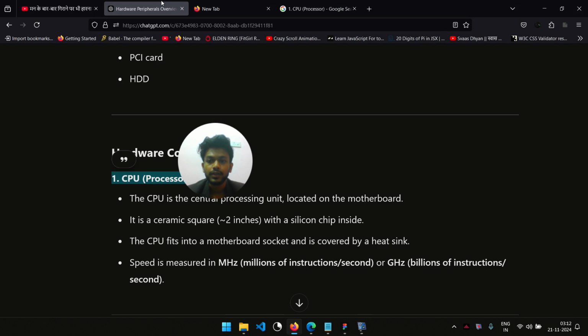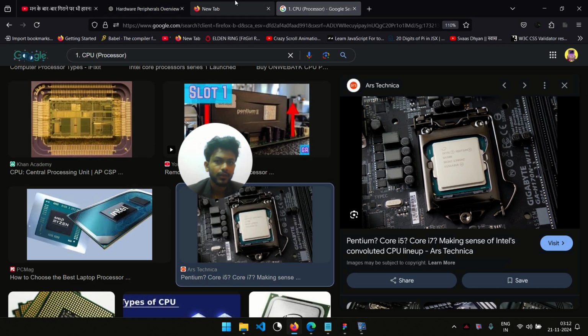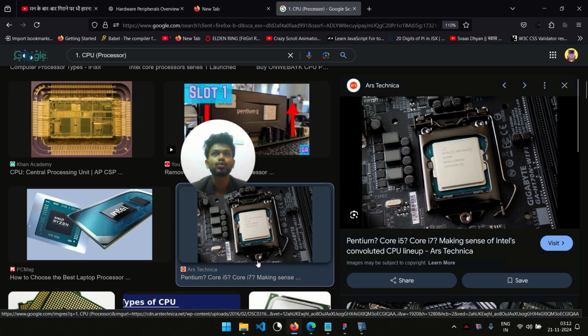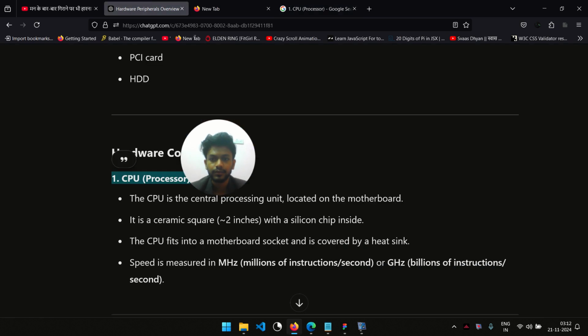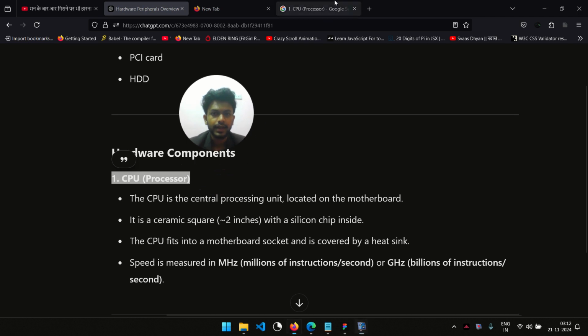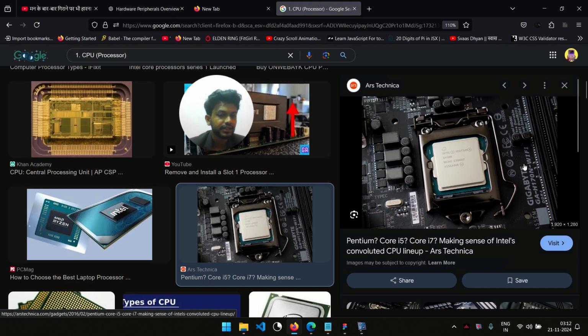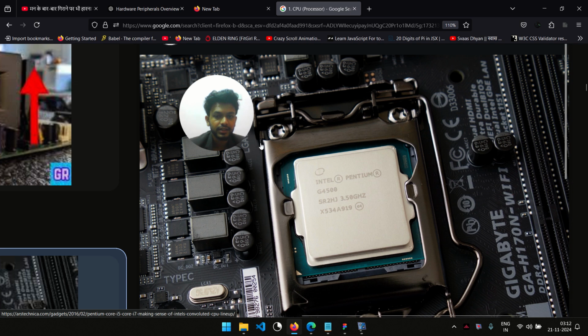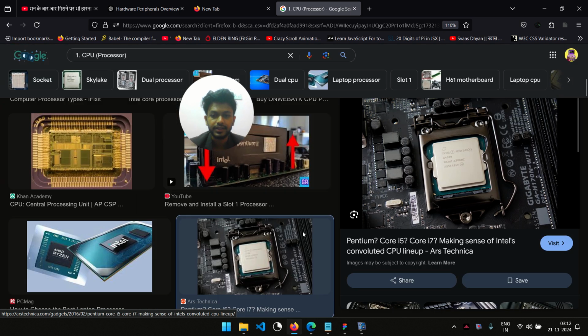It has a speed. What are the other things that we come to know? It's square shaped, approximately 2 inches on all sides, and there is a silicon chip inside it. It's covered with a heat sink. Okay, where is the heat sink? Is this thing the heat sink? Okay, it's a heat sink.